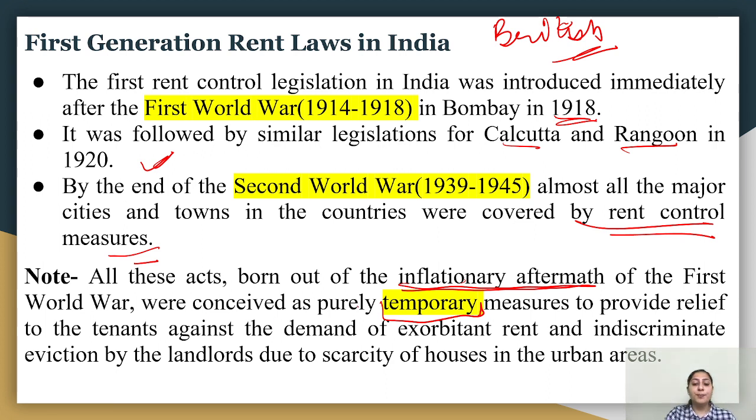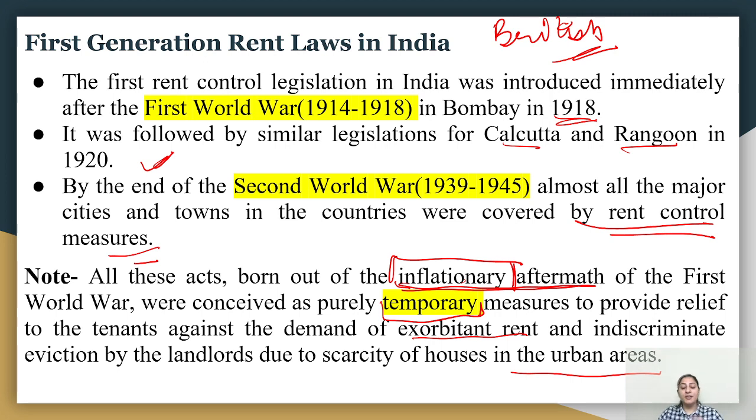And they were conceived as purely temporary measures to provide relief to the tenant against the demands of exorbitant rent and indiscriminate eviction by the landlords due to scarcity of houses in the urban areas. So एकदम से इतना influx हो गया था लोगों का that there was a shortage of houses in the urban areas, and the rent that was charged was exorbitant, and it resulted in an inflationary aftermath of the World War. तो इसको कॉम्बैट करने के लिए ब्रिटिशर्स ने टेम्पररीली एक लेजिस्लेशन बनाई थी रेंट की.